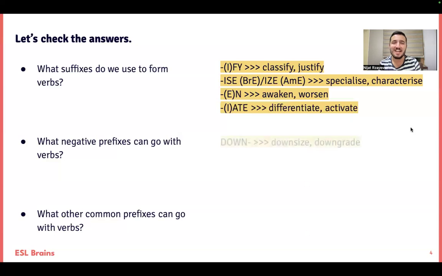Good job, guys. Now let's go through the negative prefixes that help us to make verbs, right? So such as downsize or downgrade. And as you can see, down, like we know this word, like up and down, but this is also a negative prefix. Like you can use in your writing, your speaking, right? So for example, if you downsize something, what does it mean, Nina?